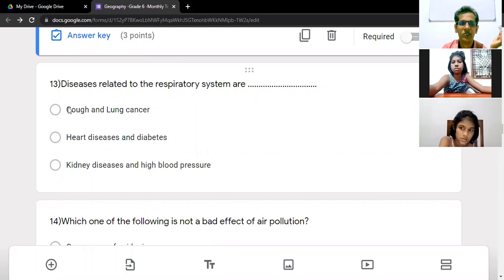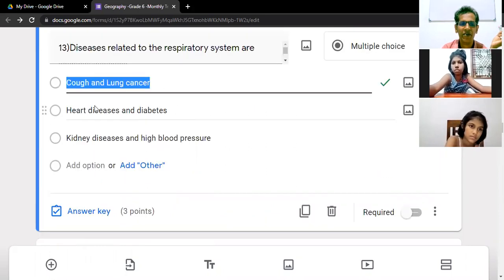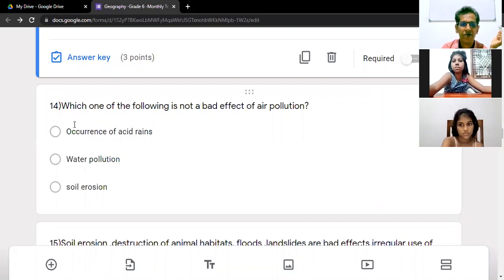Cough and lung cancer. Heart diseases are non-communicable diseases. Heart diseases, diabetes. Diabetes. Right. Kidney diseases. High blood pressure. So the first one, cough and lung cancer, is correct. Question number 14.